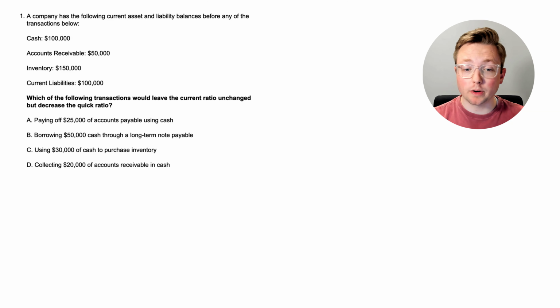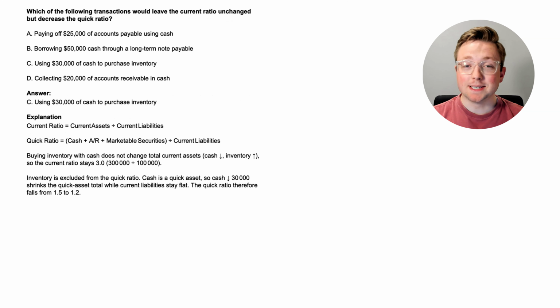Option A, paying off $25,000 of accounts payable using cash. Option B, borrowing $50,000 cash through a long-term note payable. Option C, using $30,000 of cash to purchase inventory. Or option D, collecting $20,000 of accounts receivable in cash. So which one of these would not affect the current ratio but would reduce the quick ratio? If you remember what those are, that's great. You might already have an idea of what the correct answer is, but if not, that's okay. We are using these questions to learn this material. So let's go ahead and go to the explanation right now.